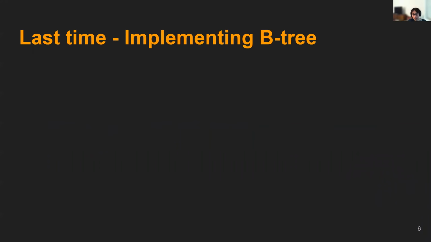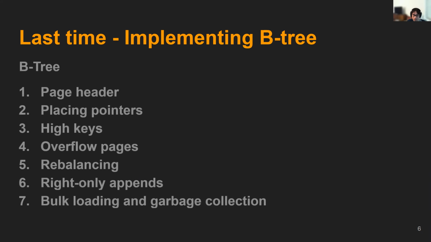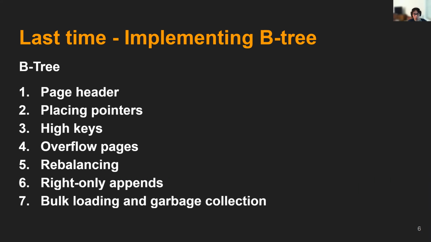Last time, Verity gave an overview of chapter 4, implementing B-trees, and that chapter has loads of information about the tricks you can do in a B-tree to improve performance and reduce the size on disk. They covered page headers, how to place the pointers in the intermediate nodes, what high keys are, what overflow pages are, how to rebalance the B-tree, and other tricks.